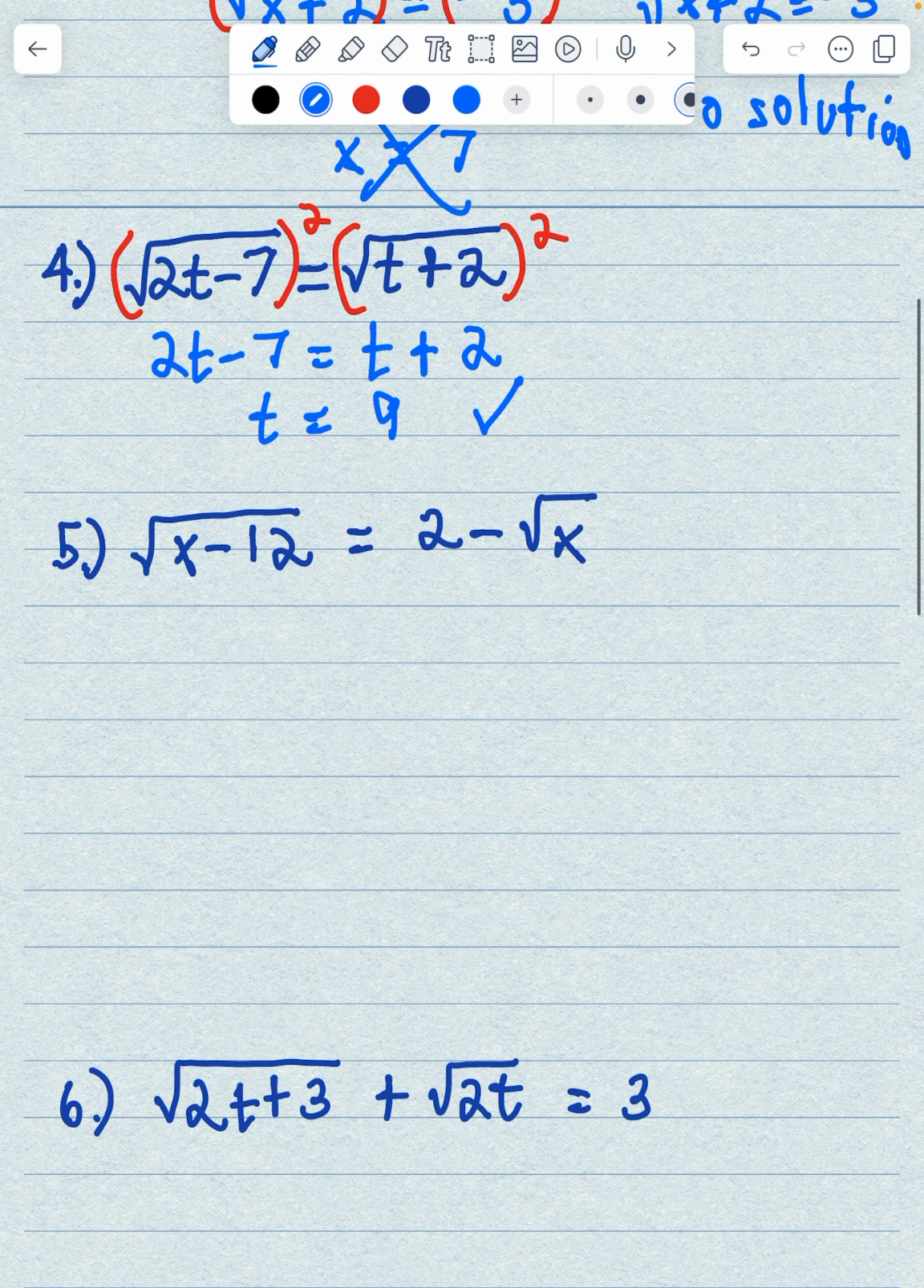Look at number 5. We have, again, two radicals. On the left, we have one of our radicals isolated.